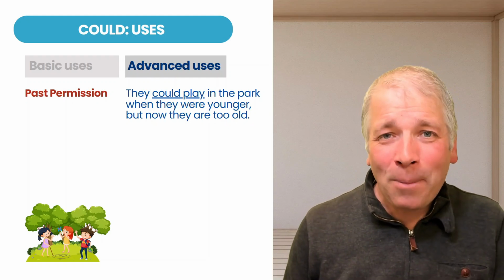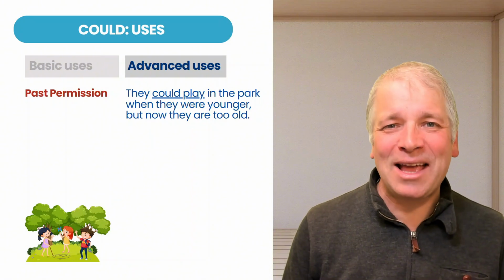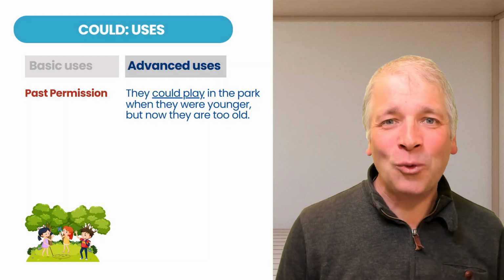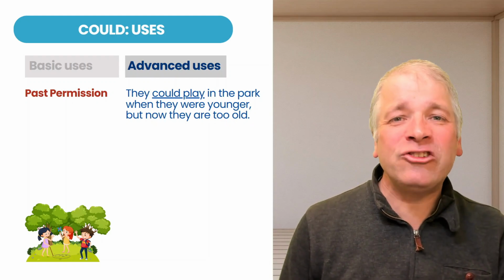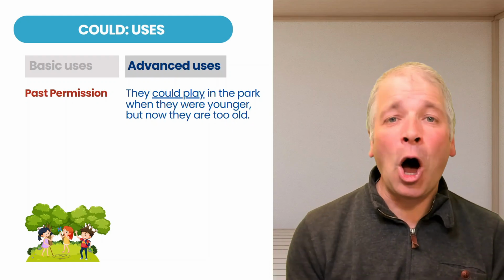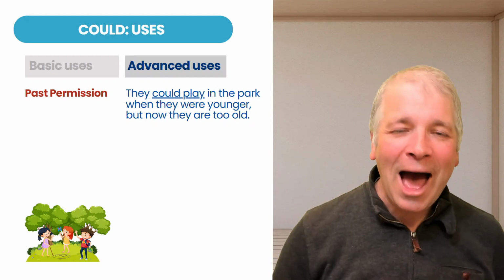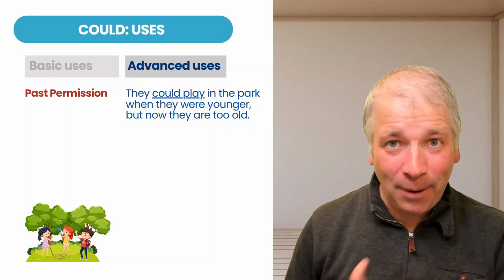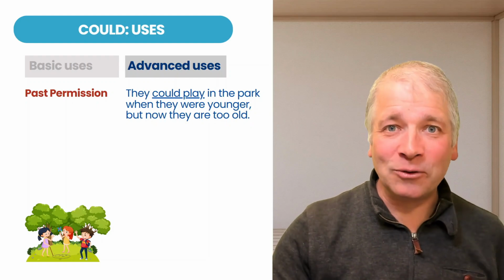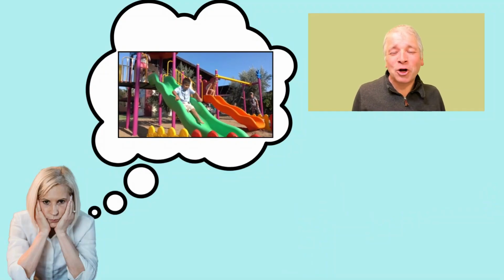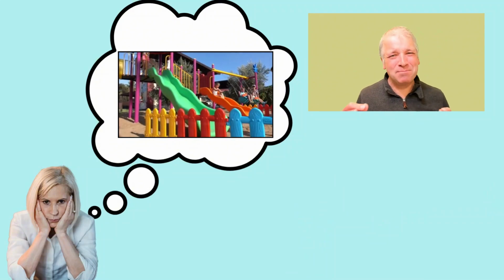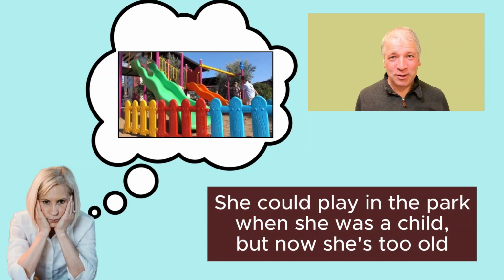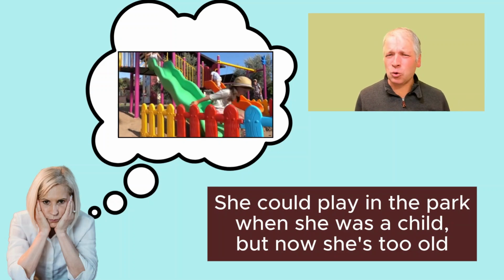Have you been to a park? It often has a sign saying, this is for children under the age of 5 or under the age of 12. If you're over that age, you don't have permission. So if you're older than that, you look back and think, well, I had permission in the past. I could play in the park in the past, but now I don't. This woman is thinking about her childhood and she's feeling a bit miserable because she could play in the park when she was a child, but now she's too old.